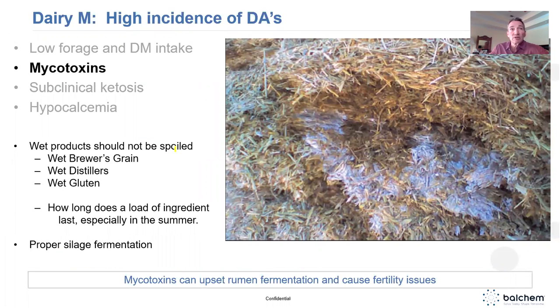So another thing to look at, mycotoxins. You know, look at all your wet products and hope they're not spoiled. This was actually a wet haylage, had significant aflatoxin. It was just not the mold that was in it. These mycotoxins can upset rumen fermentation and then cause fertility issues. Then you've got your repro person as well as your nutritionist trying to figure out what's going on.